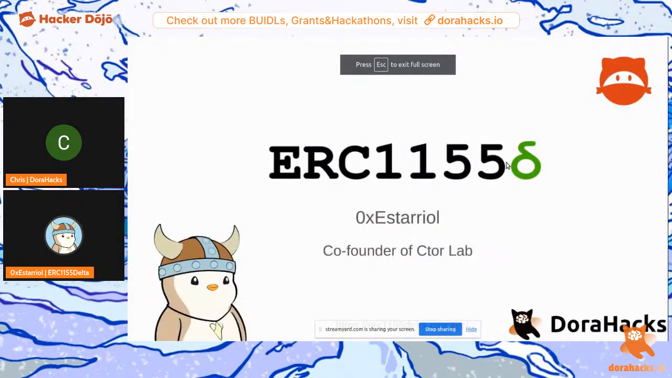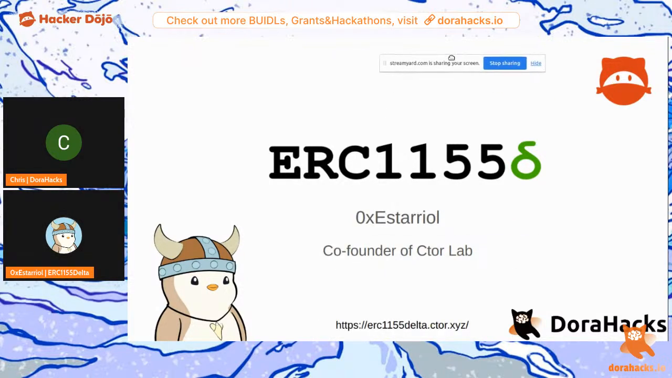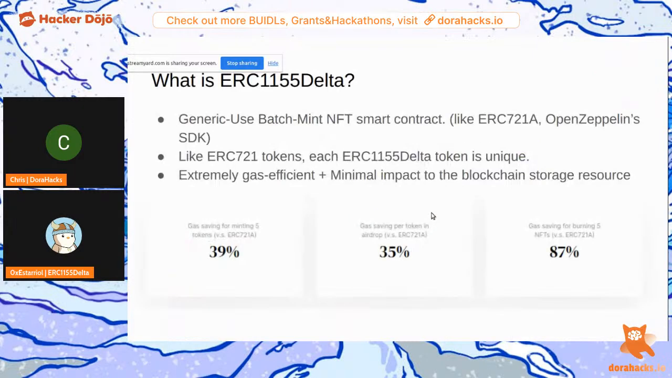So hi everyone. I'm 0xDario, the CTO and co-founder of Cetor Lab, and I'm very honored to be here to talk about our new open source project, ERC 1155 Delta. So what is ERC 1155 Delta? It is a generic batch mint NFT smart contract.